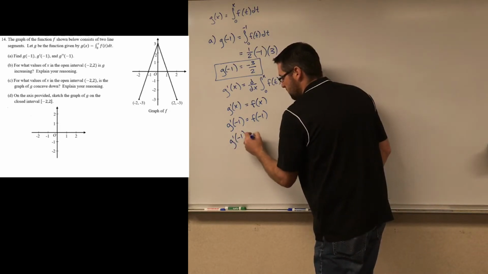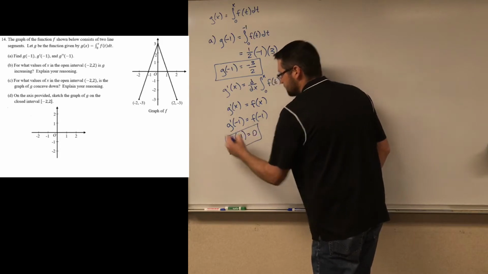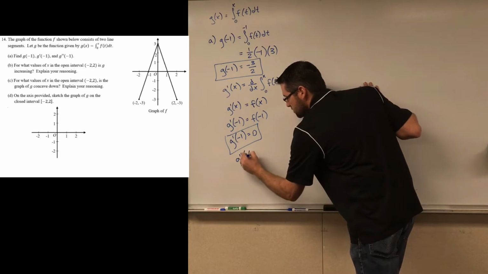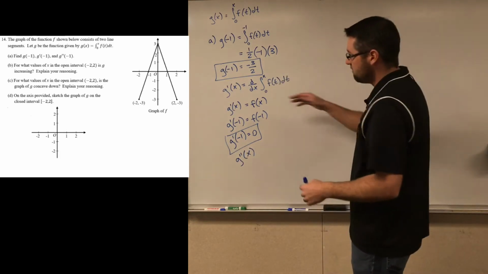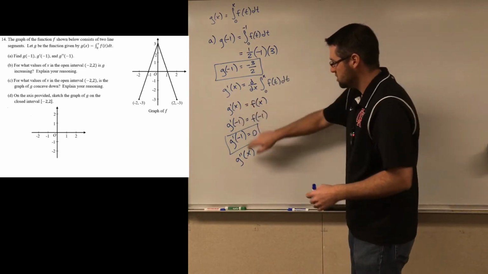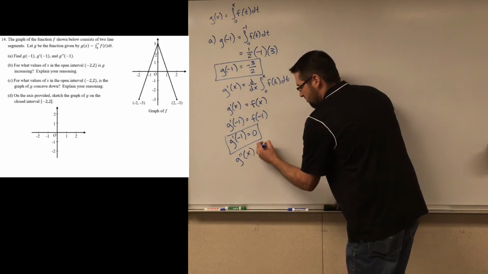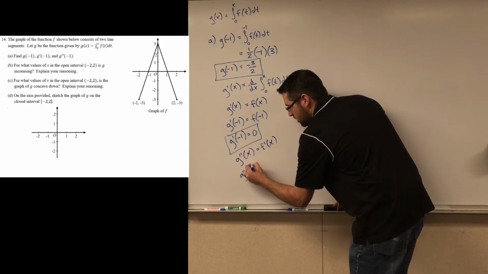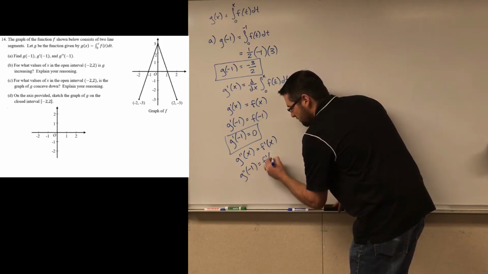So g prime of negative 1 is 0. So that's that one. And the last part is g double prime. So we have to evaluate g double prime of x. Well, if g prime of x is equal to f of x, then g double prime of x is equal to f prime of x. So then g double prime of negative 1 is equal to f prime of negative 1.